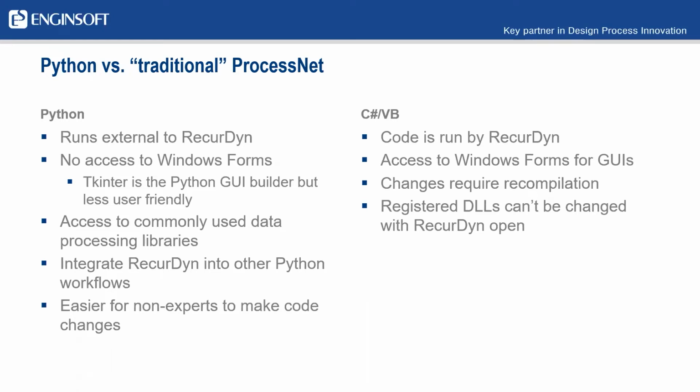And anytime you change something in C# or Visual Basic, you have to recompile it. And if it's a registered DLL at that point, you have to close RecurDyn and reload RecurDyn so it reloads that DLL. With Python, it's really easy to just have a script, make some changes, and then rerun it without registering that application. So especially for prototyping code, it can be a much easier workflow.